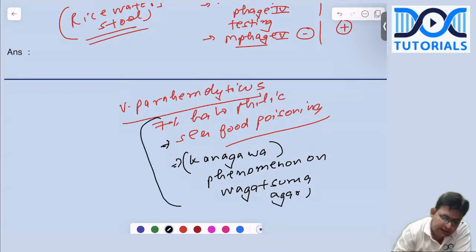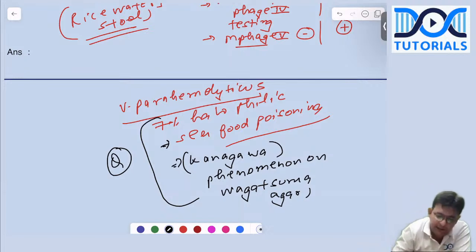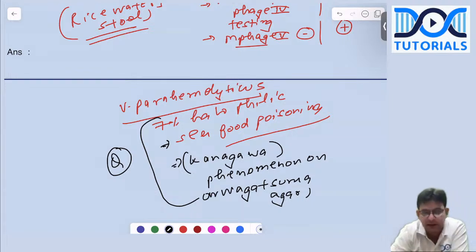So this is a hard question to be told. This Vibrio parahaemolyticus is found to be capsulated as well as bipolar stained. And Kartika, you are right. Kanagawa is enhanced beta hemolysis on which particular media? On Wagatsuma agar. Okay, 7% halophilic.